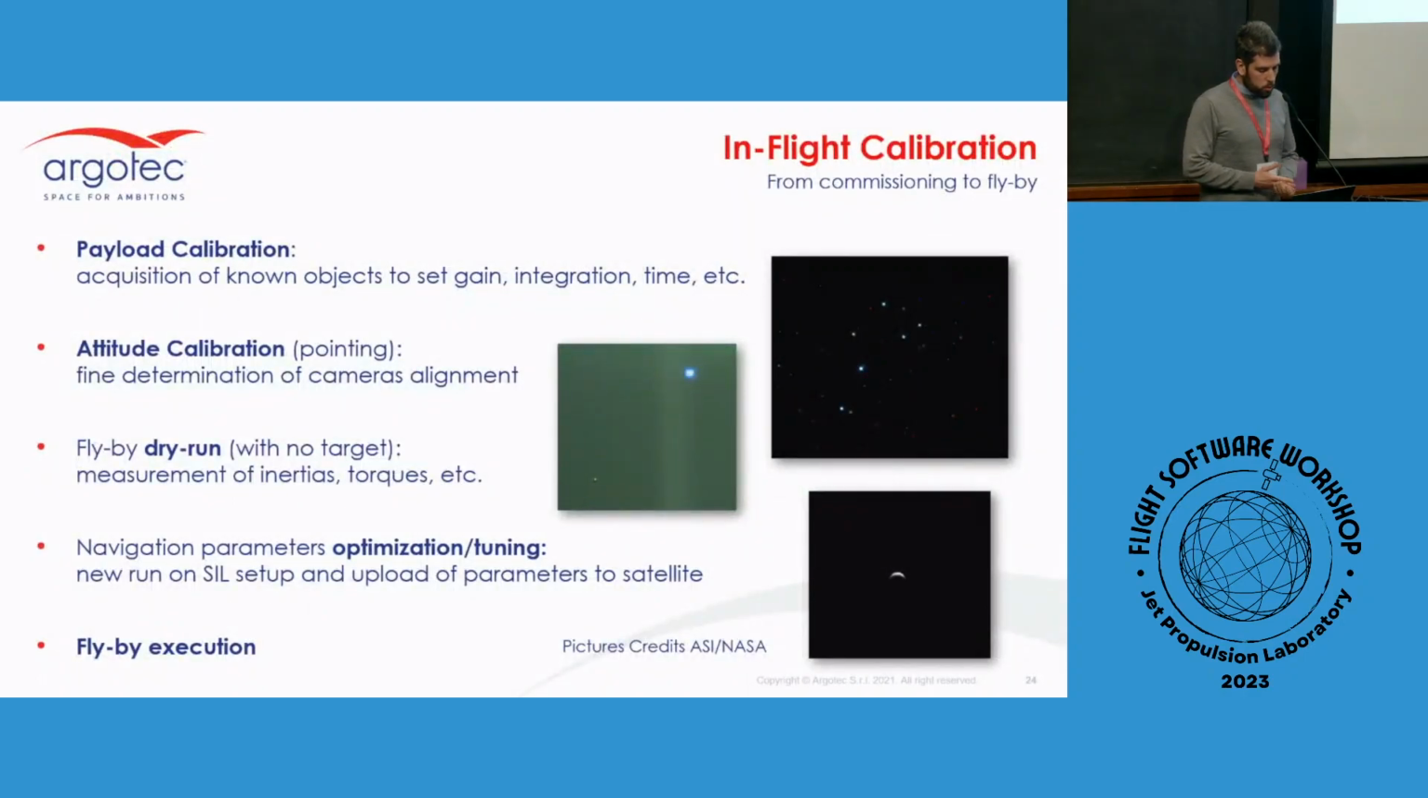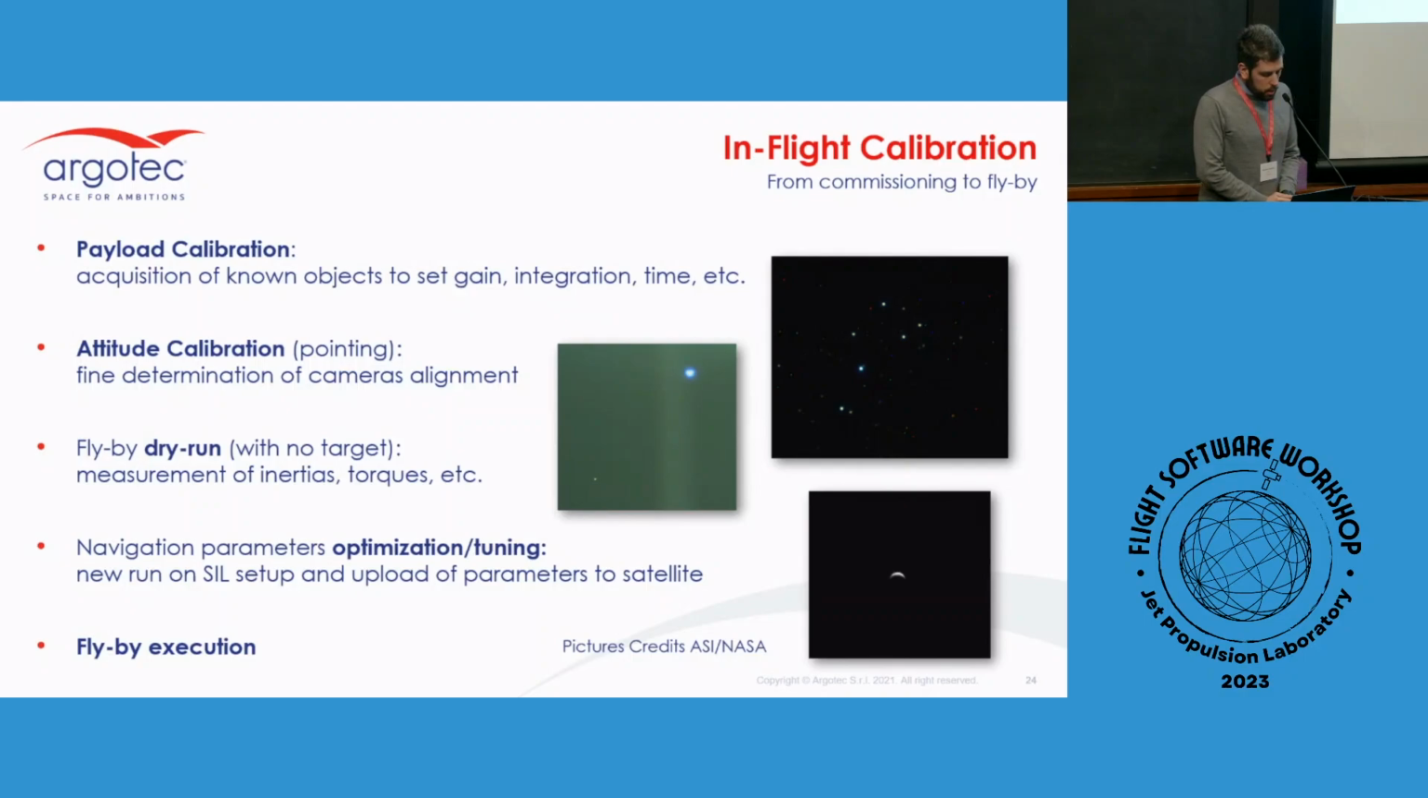So first of all, what we did during the commissioning phase to calibrate the system and prepare it as best as possible. So we performed the first payload calibration. We took pictures of known targets, for example, the Earth, the Pleiades constellation, and Jupiter, to understand which parameters we have to use to acquire the pictures, for example, the gain, integration time, and so on.